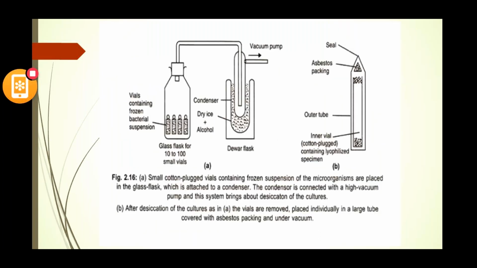We can see the technique of lyophilization clearly in this picture. We can see vials containing frozen bacterial suspension, and in one glass flask we can place around 10 to 100 vials, and it is directly connected to the vacuum pump and a condenser. In the vacuum pump, we generally refer to that instrument as Dewar flask, and in Dewar flask we can see dry ice and alcohol present. As I have told you, after this freeze drying technique, each glass vial is taken out and each cell is stored by using an asbestos packing, and the packing will be done as shown in the second picture.